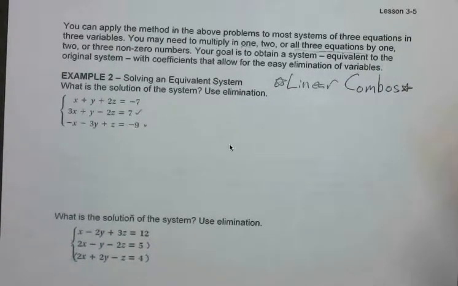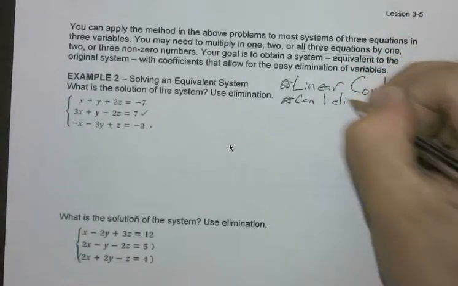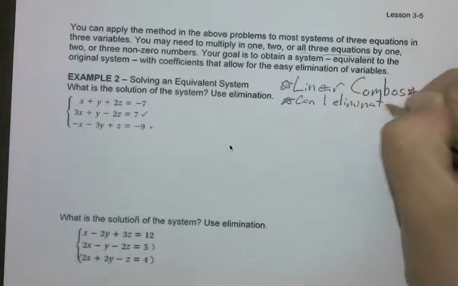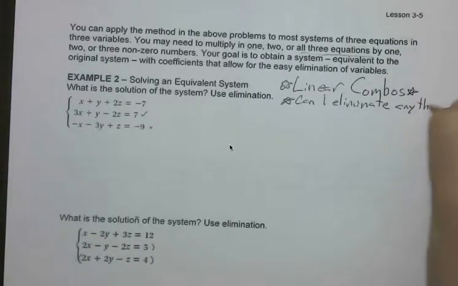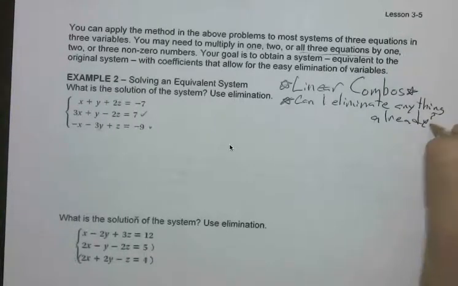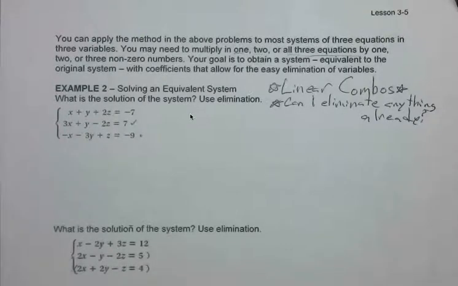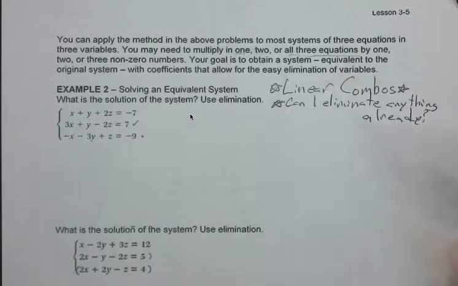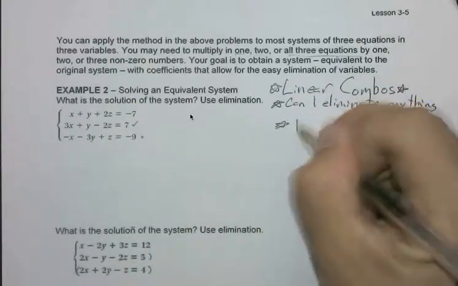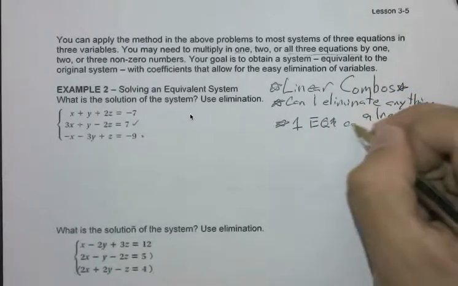And so as we mentioned in the previous video, we were asking, can I eliminate anything already handed to us? Because if something's already easy to eliminate, then that makes our life easy, and then we don't have to go through all this trouble of modifying one of the equations. So, as previously mentioned, we definitely have to make sure that one equation is combined with both of the others.